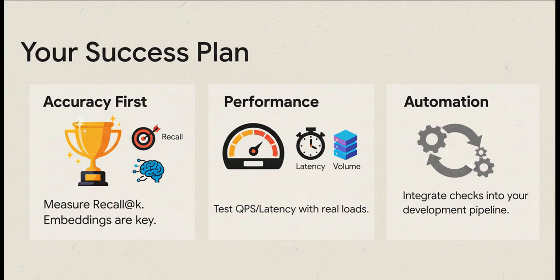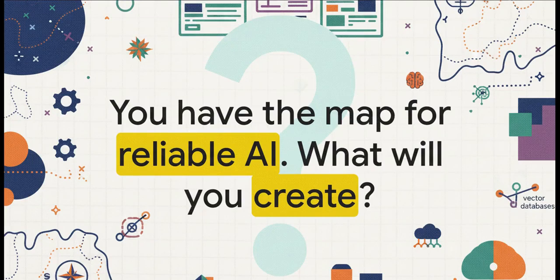You know, following these steps isn't just about fixing bugs. It's about building trust. It's about building reliability. It's about creating AI applications that are genuinely helpful and intelligent. You now have the map to guide you. So the only question left is, what amazing things are you going to create?